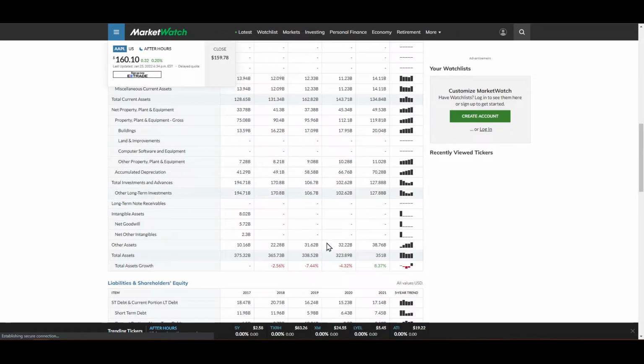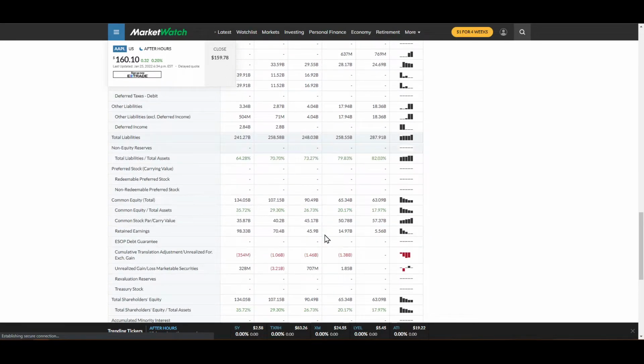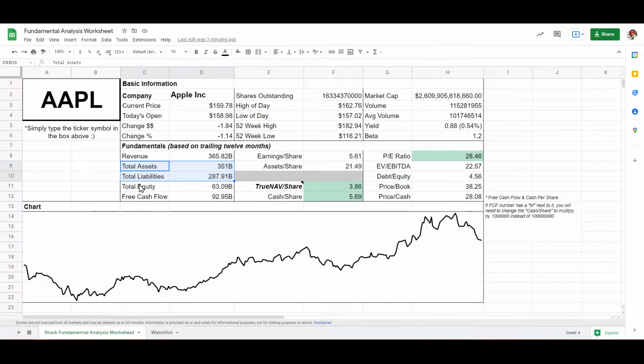So I'm pulling the total assets, and I'm also pulling the total liabilities as well. Then I'm using those to calculate the total equity, which is essentially the difference between the total assets and the total liabilities. And then I'm also pulling in free cash flow, because I want to know, not operating cash flow, not any of those other cash flows, how much free cash a company has that it can use for reinvestment or dividends or otherwise.